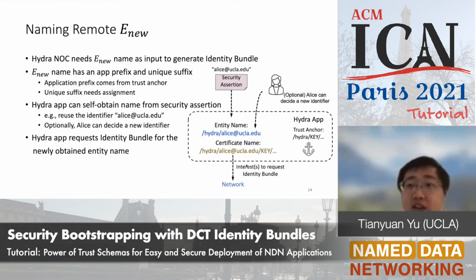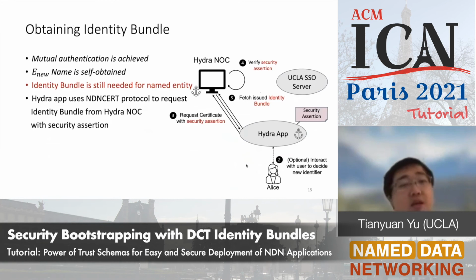Optionally, in this process, the user Alice can decide a new identifier for this remote Hydra app. It all depends on the runtime decision. And with this name self-obtained, the Hydra app can request the identity bundle for the newly obtained entity name. And now mutual authentication is achieved, and then the entity name is self-obtained. The Hydra app can use the NDNCERT protocol to request the identity bundle from the Hydra NOC with the security assertion attached.